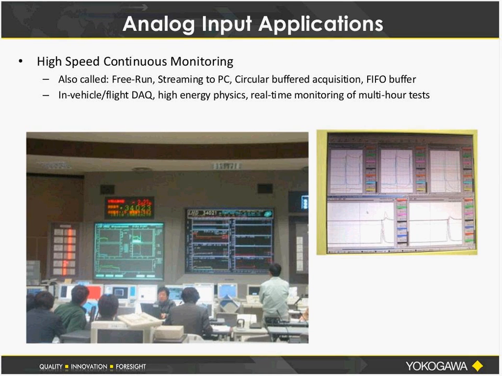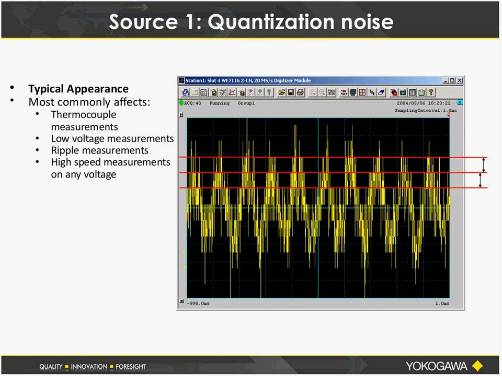And then the last type is going to be a high-speed version of the low-speed trending and monitoring, where you're streaming tremendous amounts of data at full speed, perhaps on a high number of channels continuously, and you're really pushing the limits of either the instrument or the PC and streaming it to the hard drive or to the memory or to the display. We see these types of applications in vehicle data acquisition or high energy physics and real-time monitoring tests. So keep those in mind as we talk about the noise sources.